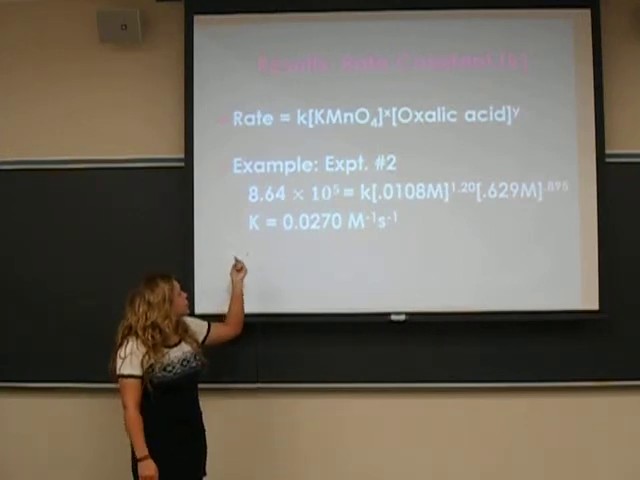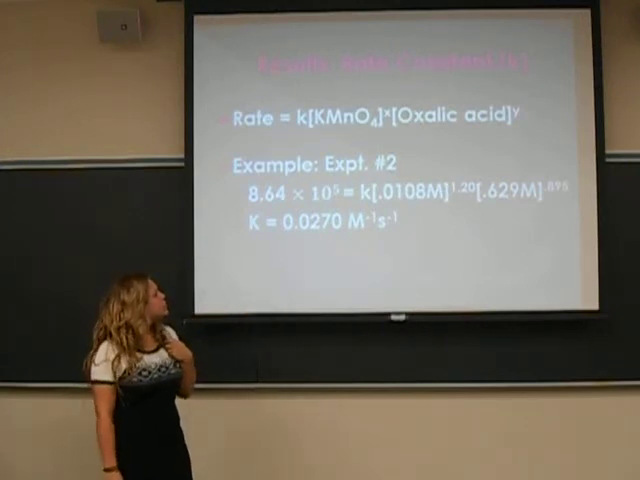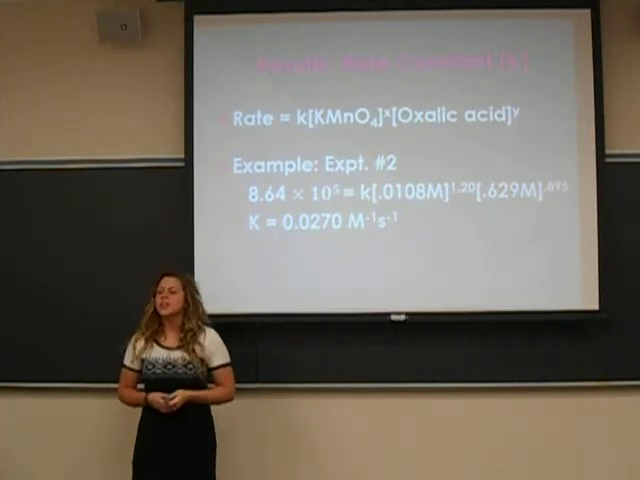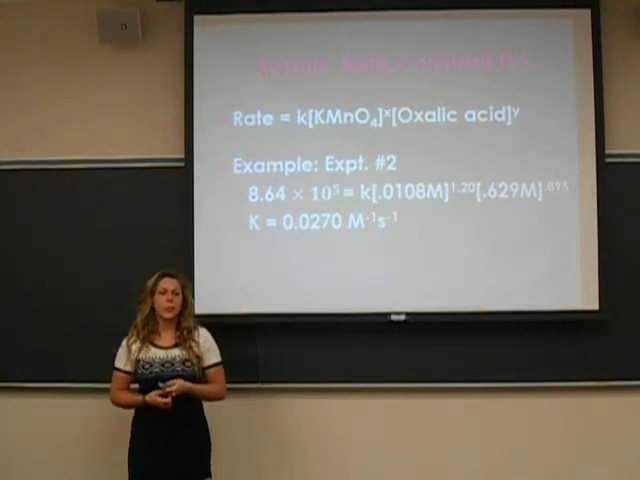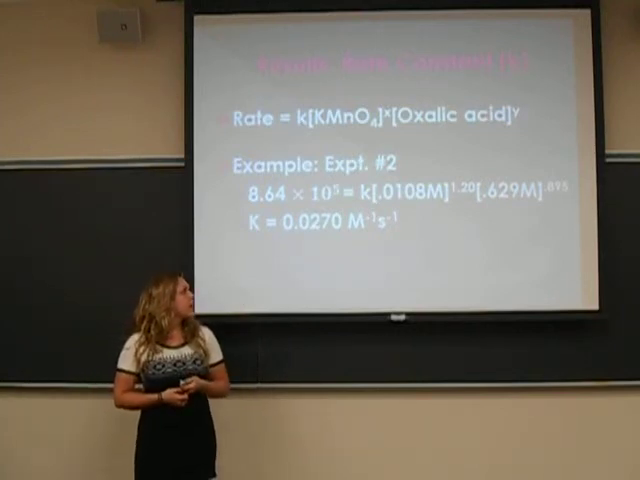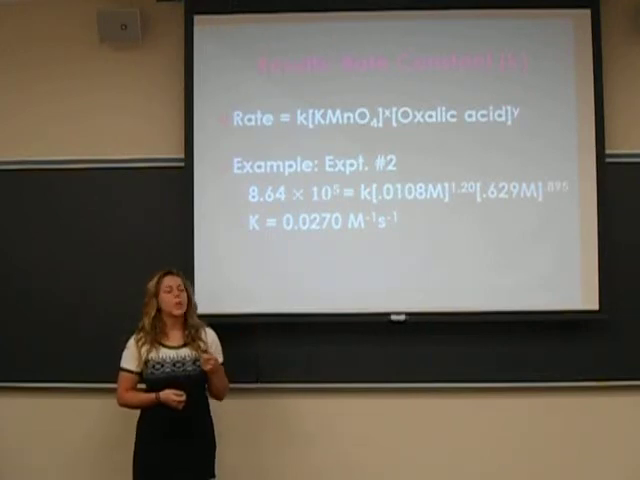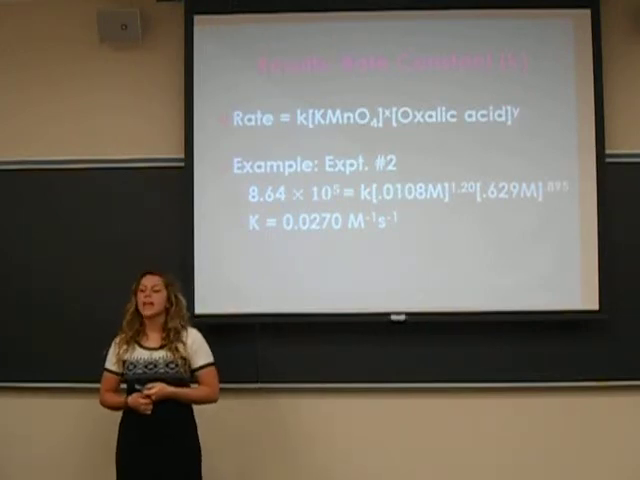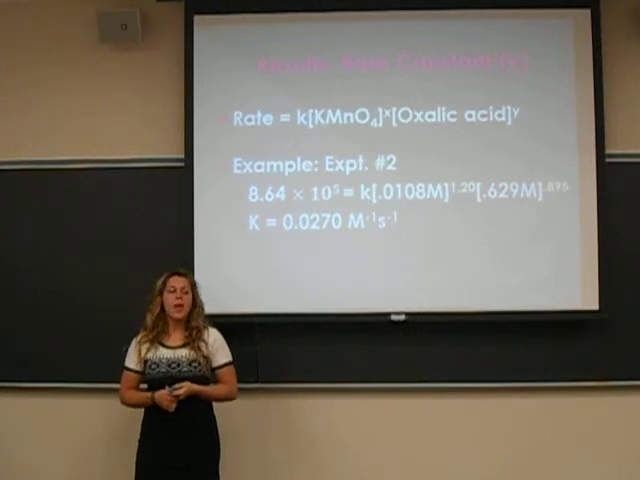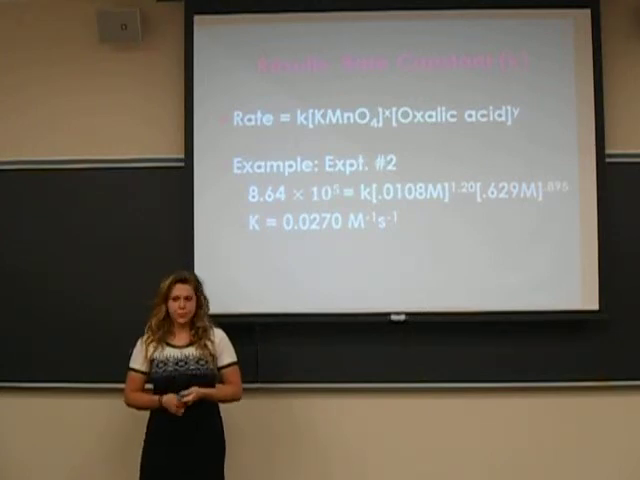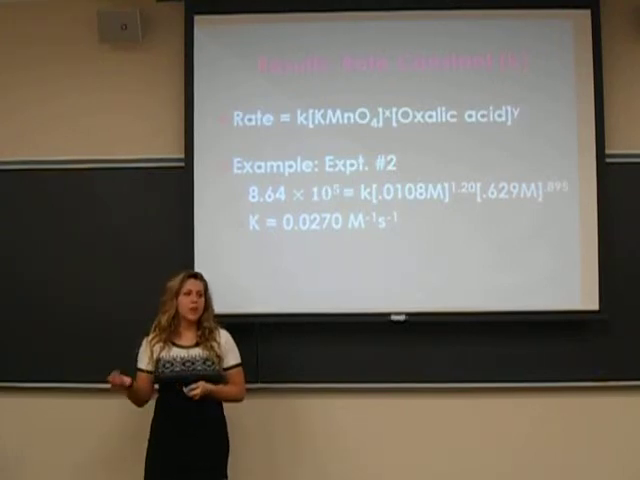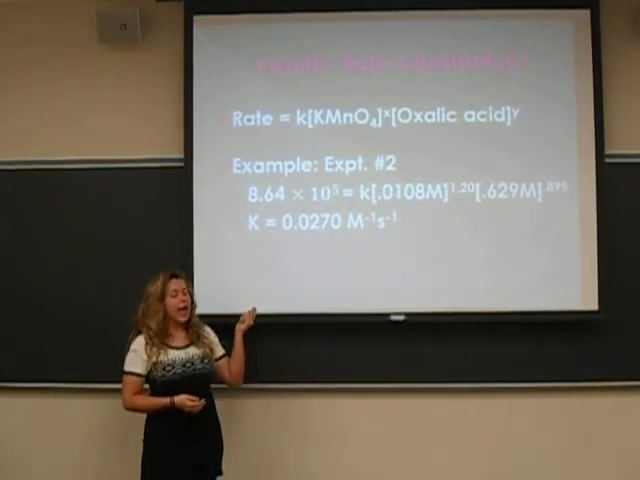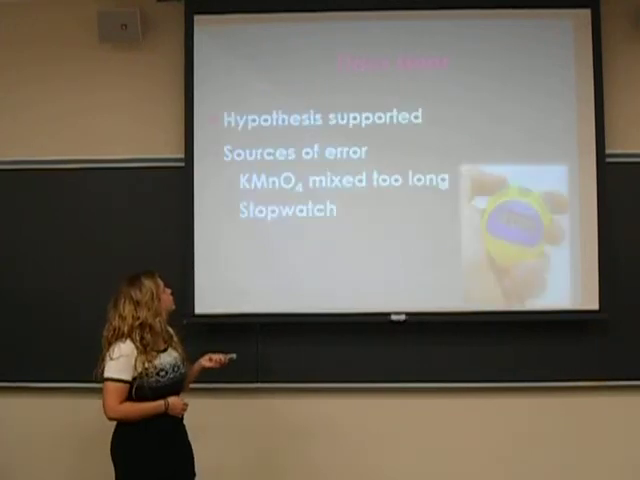We set the rate from experiment 2 equal to k, what we're solving for, times the 0.0108 initial concentration of permanganate, plugging in the x value we found, 1.2, multiplying that by the concentration of oxalic acid to the y power. Basically, you find that k is 0.027 M^-1 s^-1. And because it is a rate constant, that means that no matter what experiment you used to solve for k, you would get the same answer.